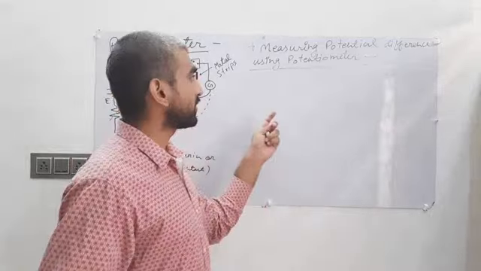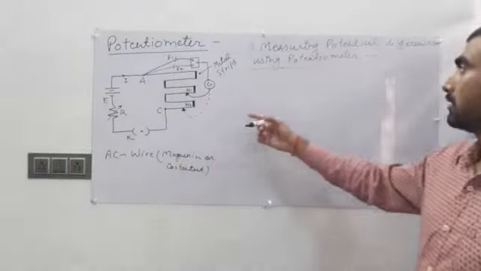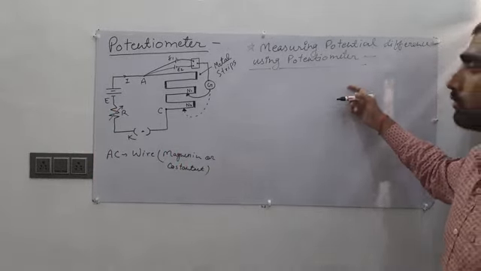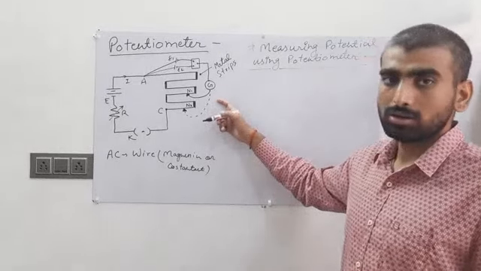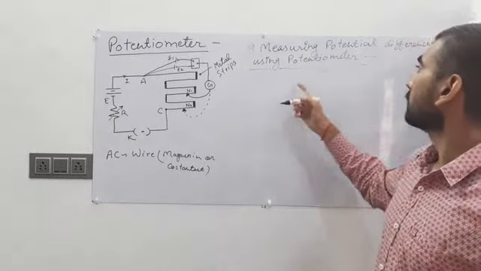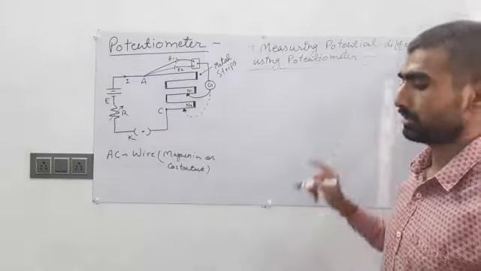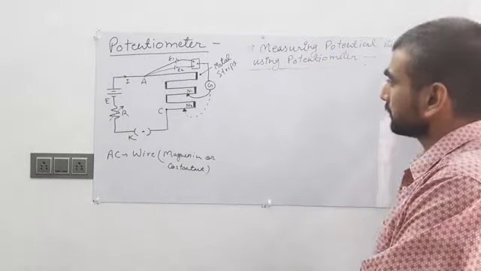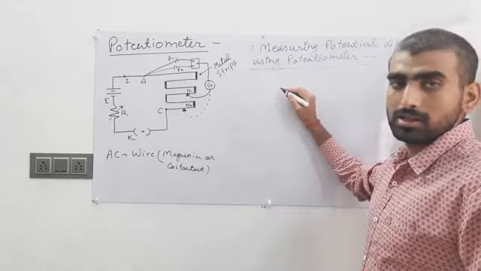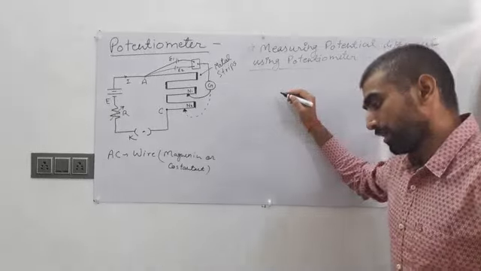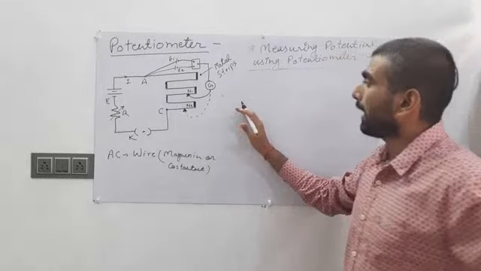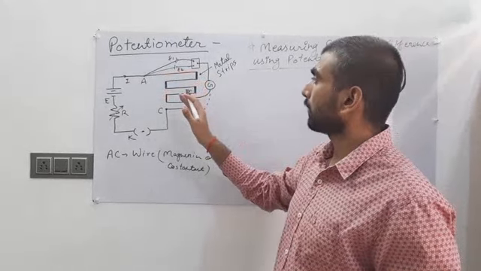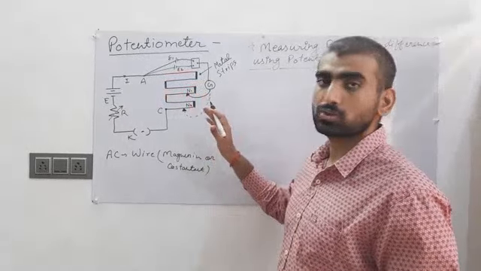Now, our first application of potentiometer is to measure potential difference using potentiometer. This circuit is drawn to measure the potential difference using a potentiometer. What does it mean? In the previous section, I told you that the potential difference at any segment of length of wire is directly proportional to its length.